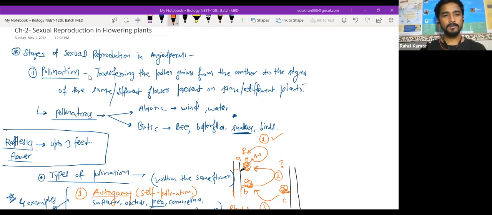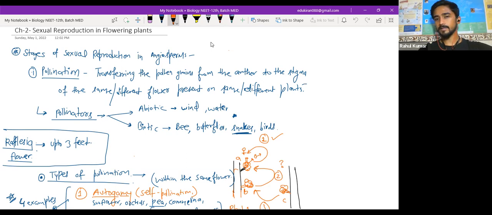Let me go a little back. Before we started with the stages of sexual reproduction, you both can go to the NCERT and look at the morphological parts of a flower. That I'm leaving to you as homework. You just have to look at the different parts, and from there you will know the male parts, which are called stamen, and the female parts, which are called carpel.